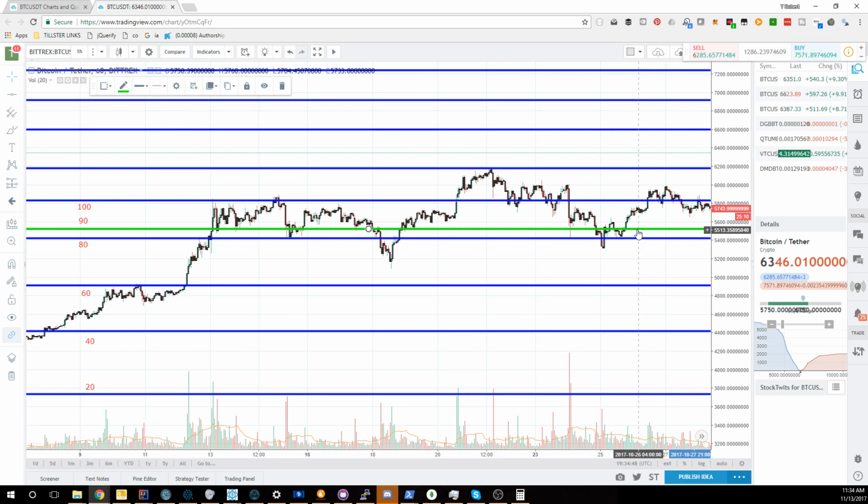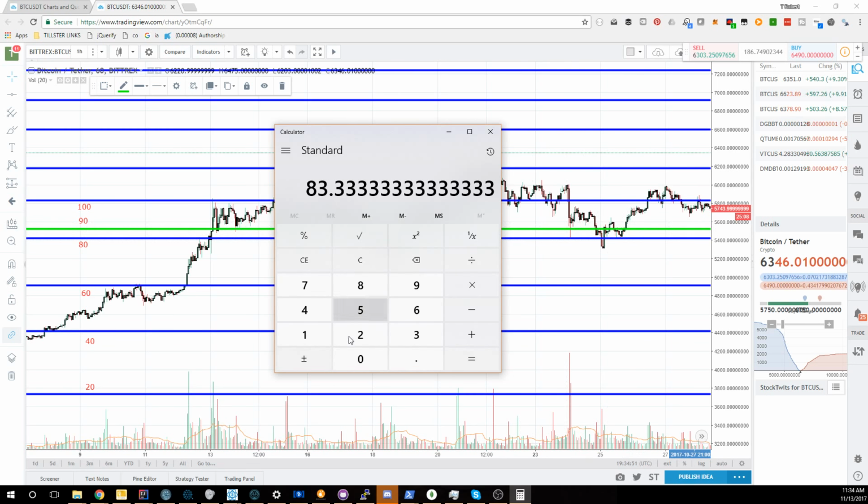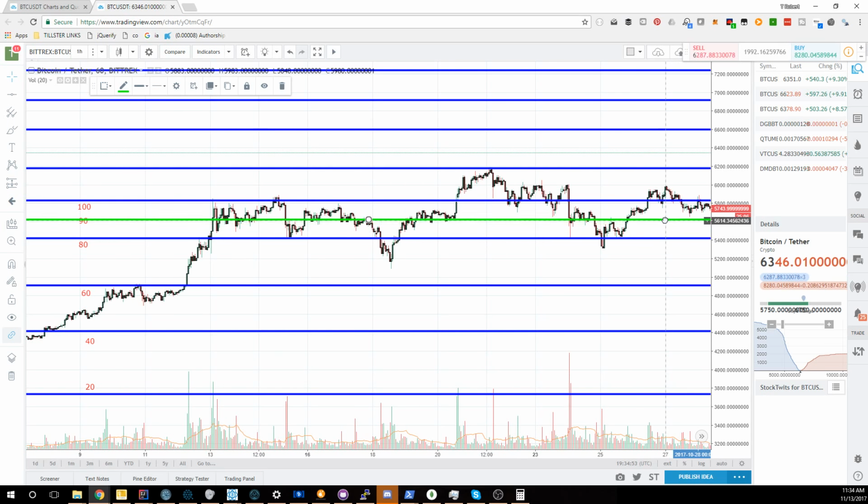Let me say that again. Every time you buy, if you double up your position, if you buy 1 here and 1 here, that would be doubling up your position, you have your profit line.